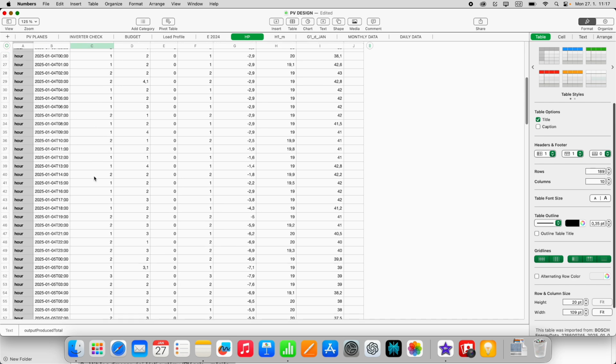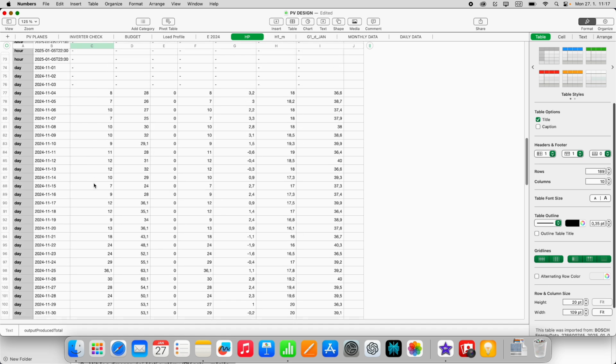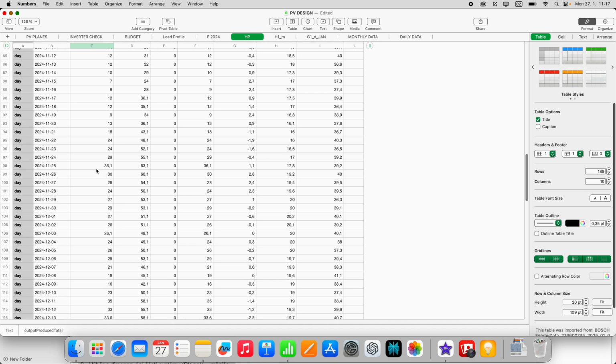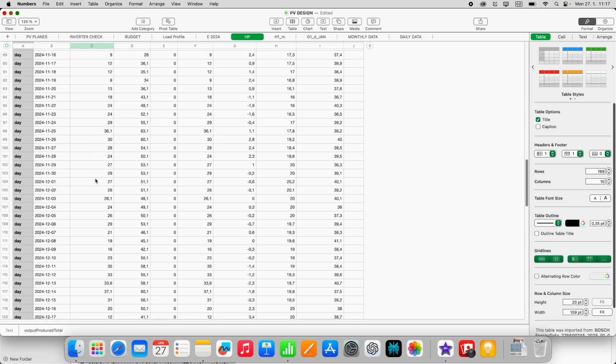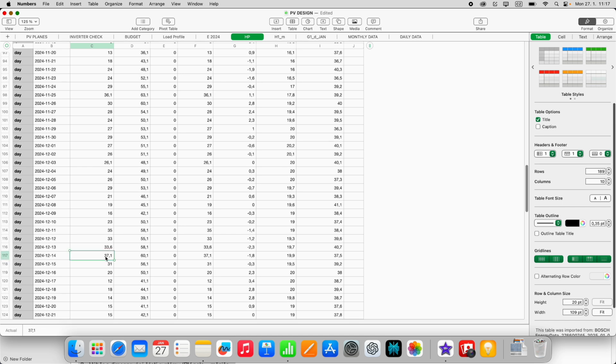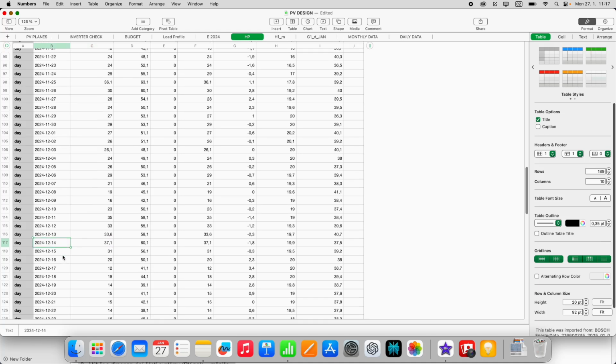And so therefore we're after the output produced total, which is indeed actually the input, the power input. Now for the load profile, I just checked here and looked for the highest daily value, which was here 37.1 kilowatt hours, which occurred on the 14th of December last year.